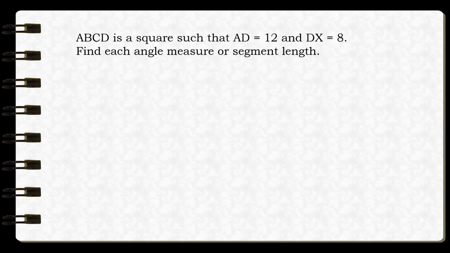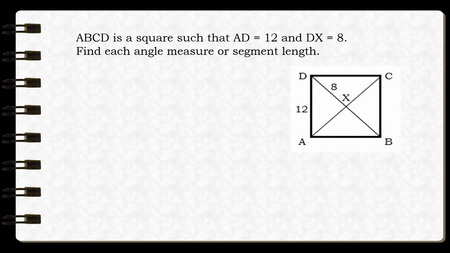ABCD is a square such that AD is equal to 12 and DX is equal to 8. Find each angle measure or segment length. So this is the given figure. This is a square, ABCD. So we are asked to find the segment BX. So this is segment BX. This is actually half of the diagonal DB. So if DX is 8, BX must be equal to 8.